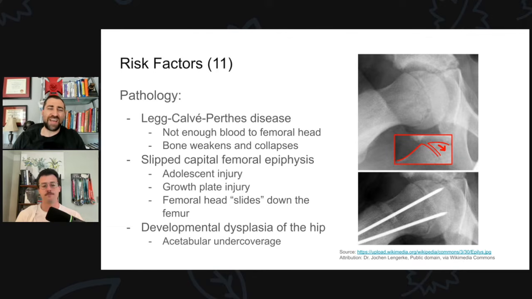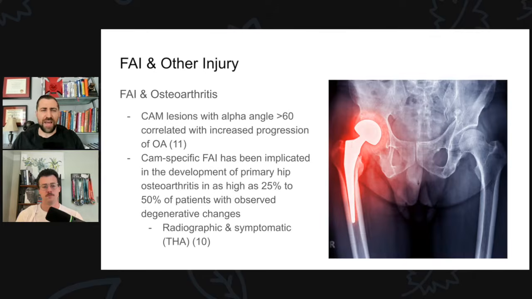You also see more FAI in folks who have developmental dysplasia of the hip or acetabular undercoverage. We'll talk about this a lot more in future episodes. So if I don't have that great bony congruency, a ball and socket, then I might end up having some more labral pathology over the course of time. Do you have anything to add there, Kevin, before we move on?